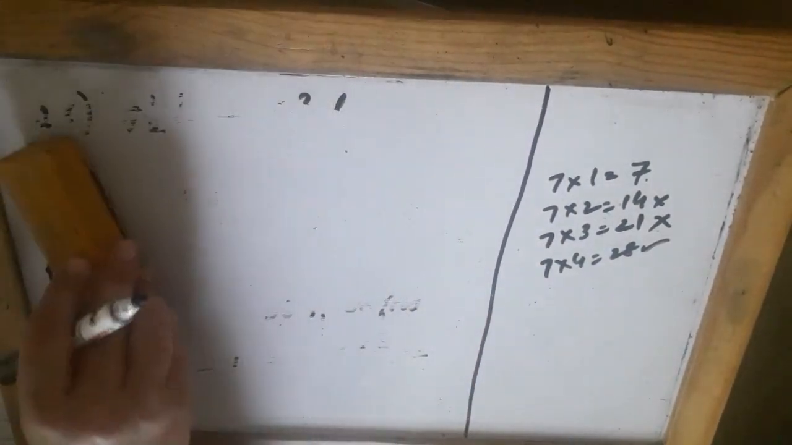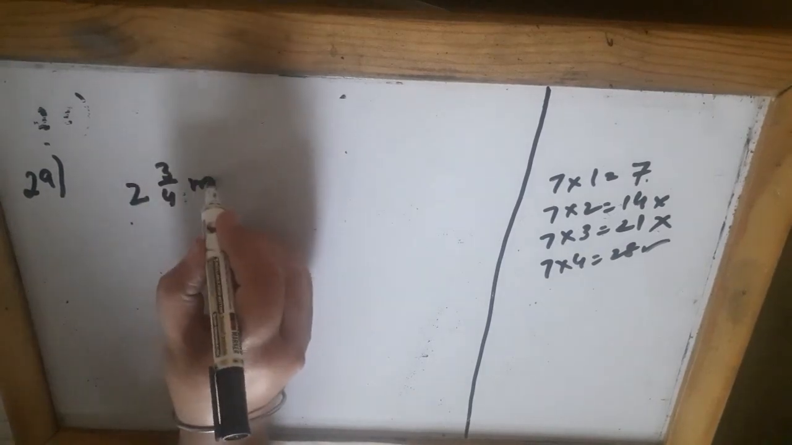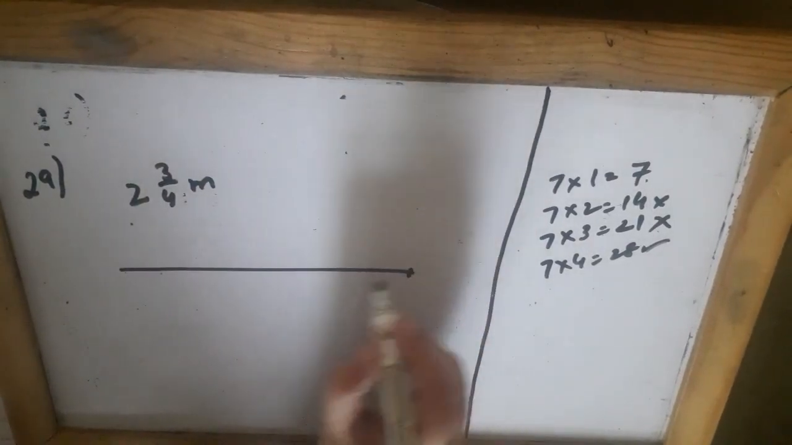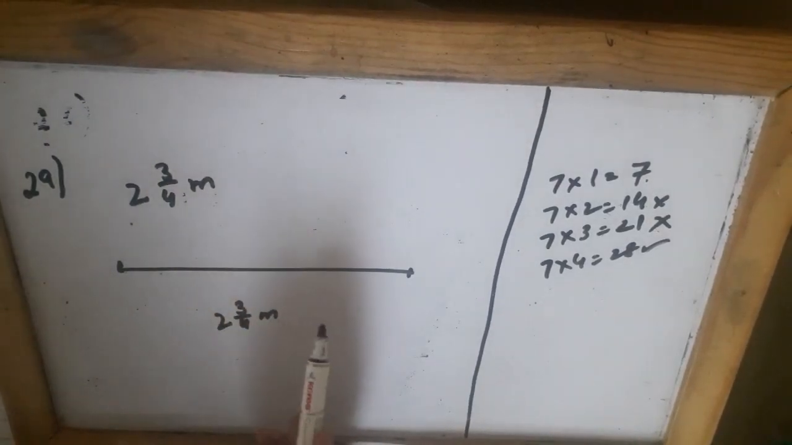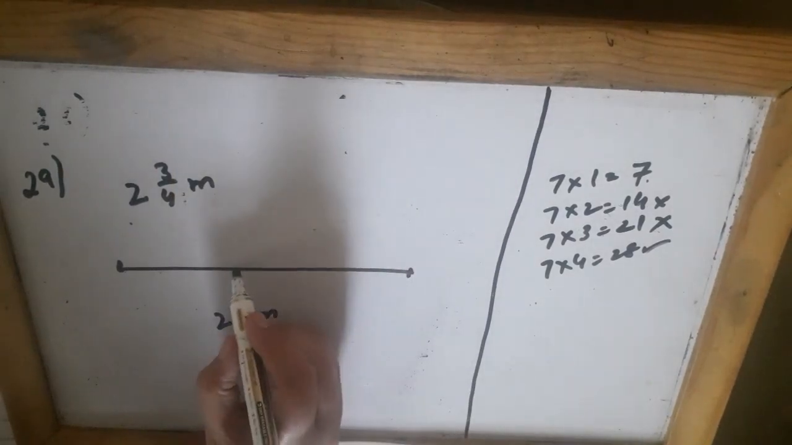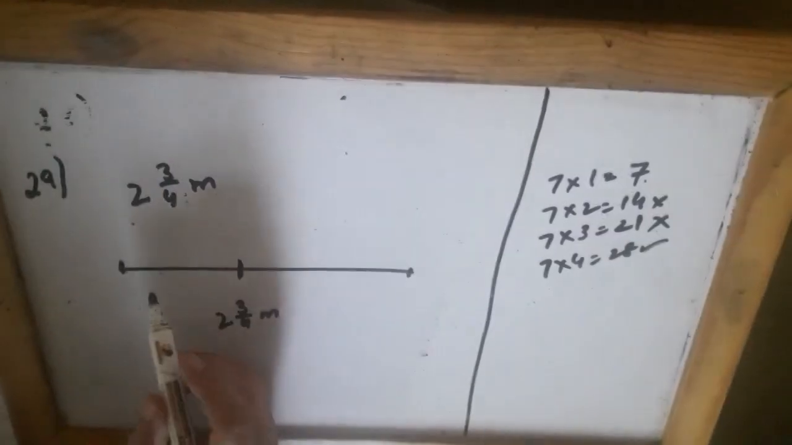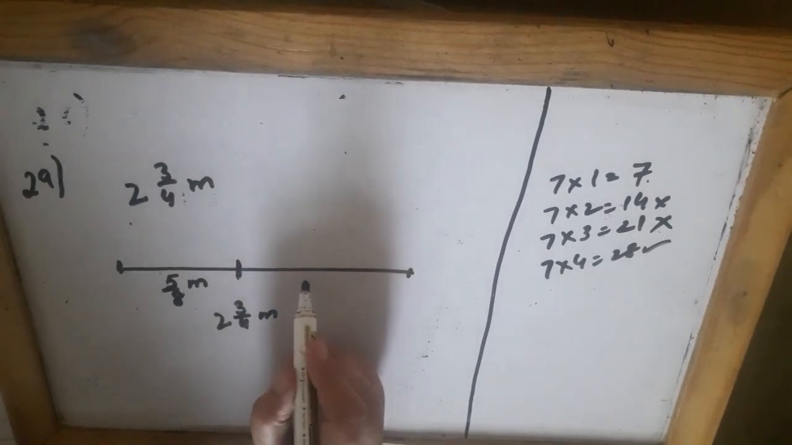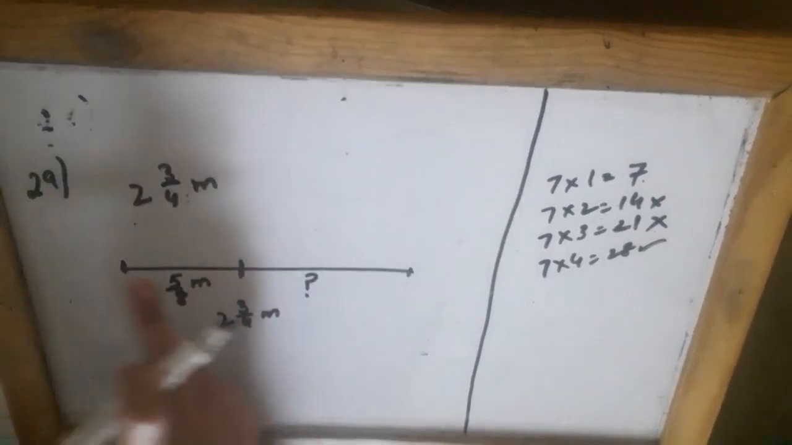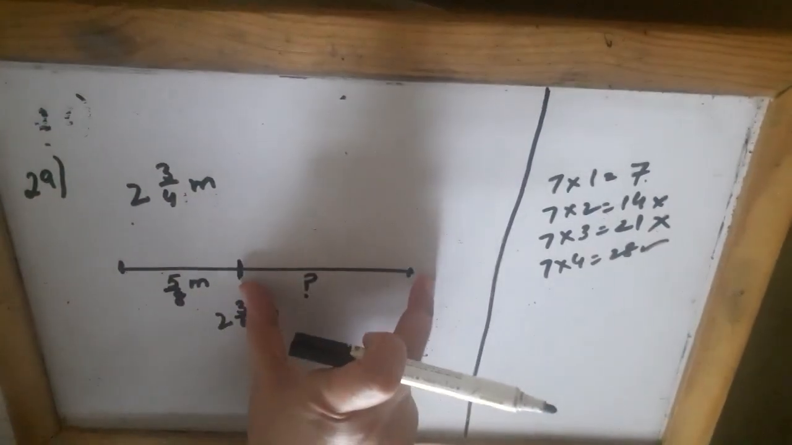Now in the 29th question, you can see a piece of wire 2 3/4 meters long. एक piece है wire का, इसका total length क्या है 2 3/4 meters, and this is broken into two pieces. Let these be the two pieces. This is one piece and this is second piece. One piece is 5/8 meters long, and how long is the other piece? तो ये total कितना है 2 3/4 और उसमें से एक piece है 1 5/8. What is the remaining piece?